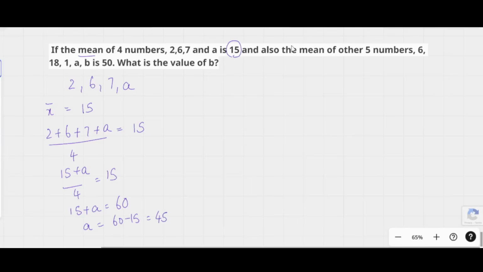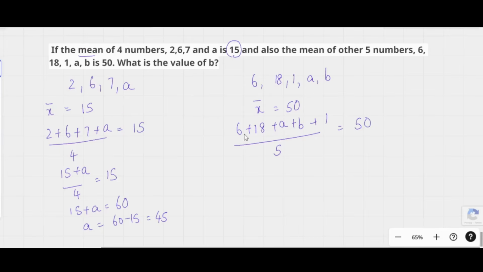Let us see the second case. The mean of the other 5 numbers. What are the other 5 numbers? They have given 6, 18, 1, A, comma B. Okay, and they told that this mean is 50. Again, the sum of the observations 6 plus 18 plus A plus B plus 1 divided by the total number of observations, 5, is equal to 50.